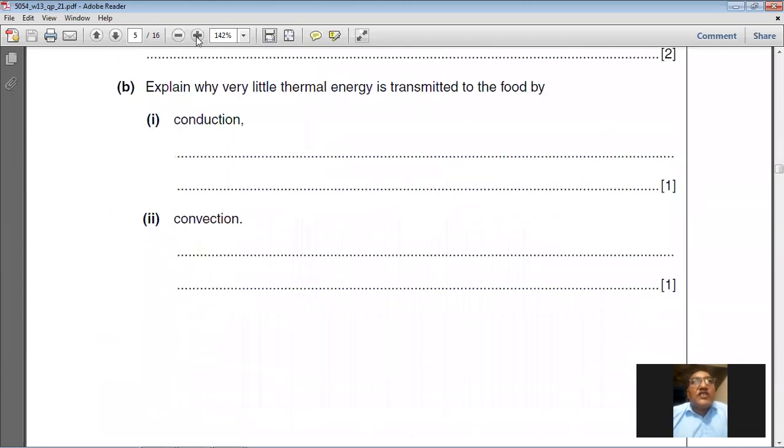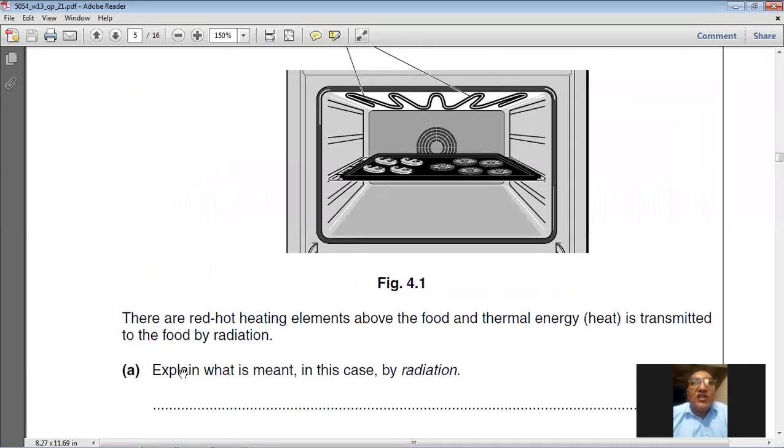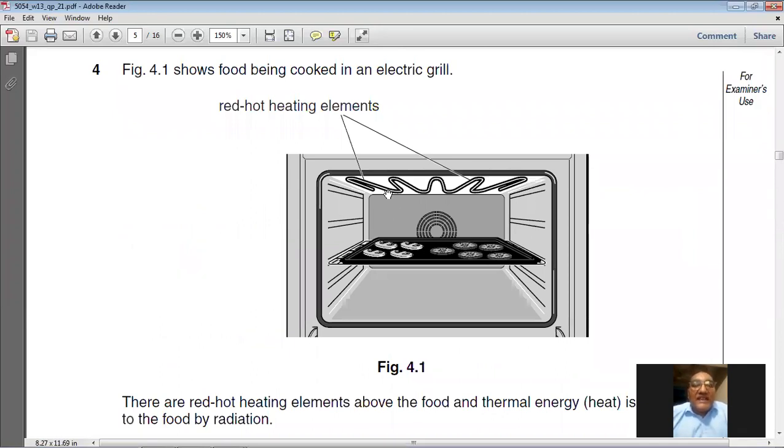The next question on your screen is, explain why very little thermal energy is transmitted to the food by, the first thing is conduction, and the second thing is convection. Let me show you that diagram and then we can talk. So he's saying that most of the energy transferred, the heat energy transfer from these heating elements to the food is by radiation. Very little amount of heat is transferred from these heating elements to this food by the process of conduction and by the process of convection.